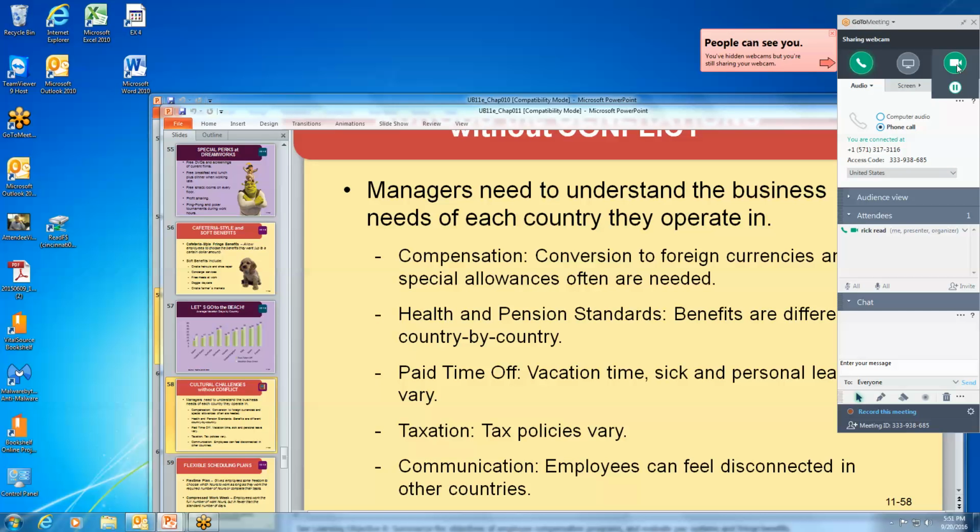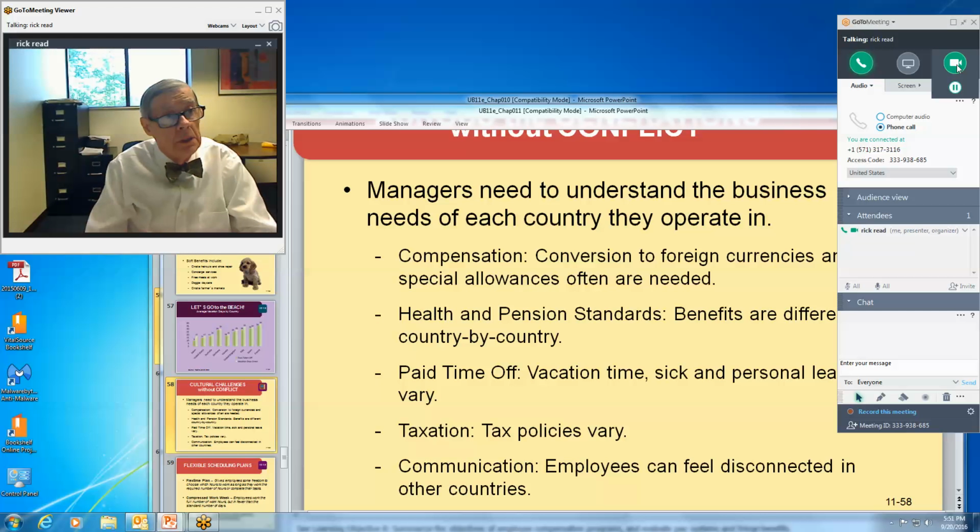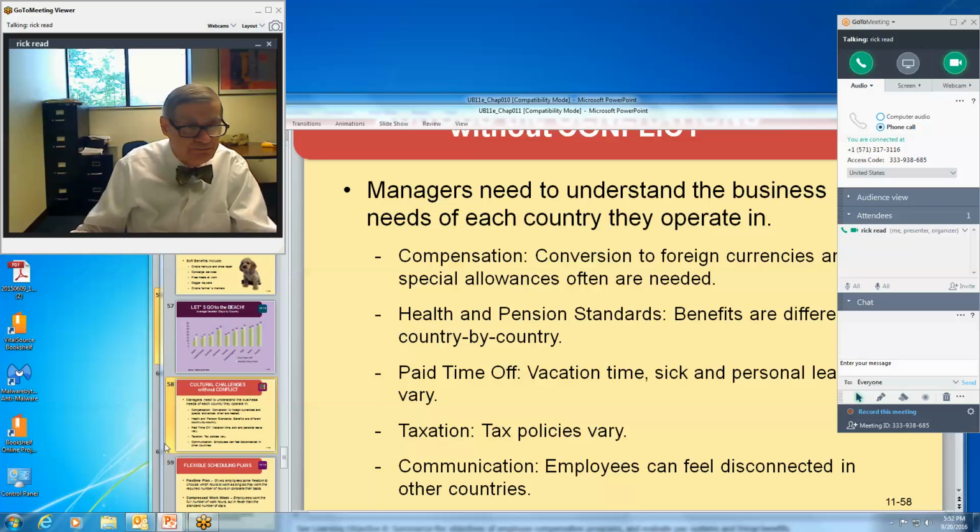Managers and leaders have to know the laws and the needs of businesses in each country in which they operate. So compensation has to be converted to the foreign currency. You are mandated in some cases to give certain kinds of healthcare benefits and vacation benefits and things of that nature. So those laws, again, are things that have to be known.